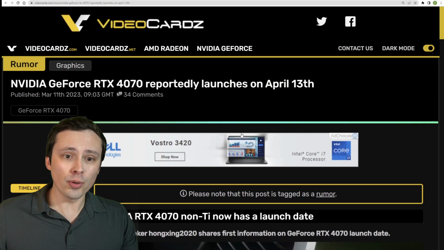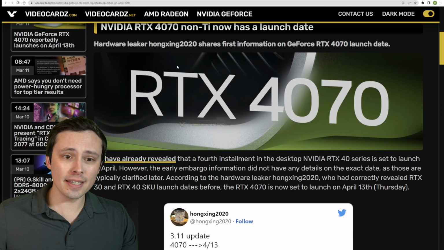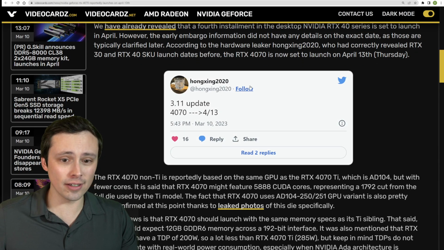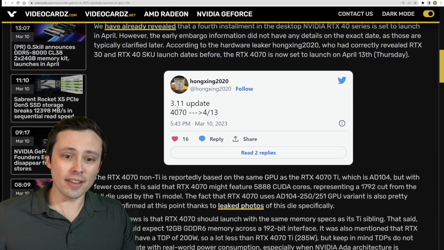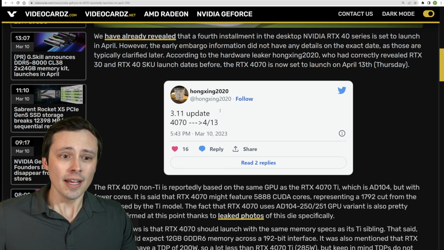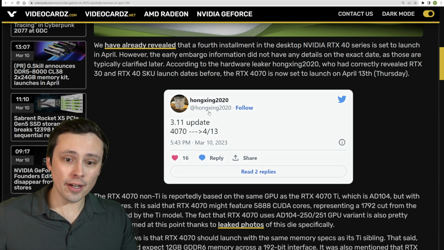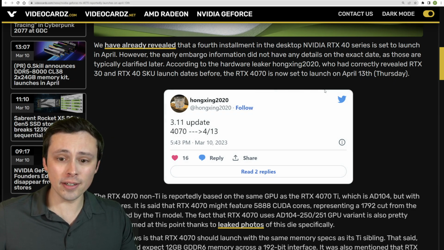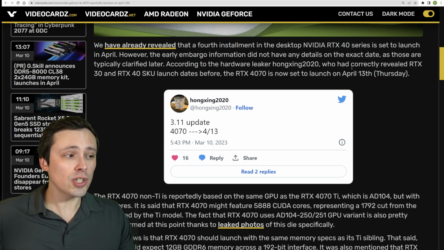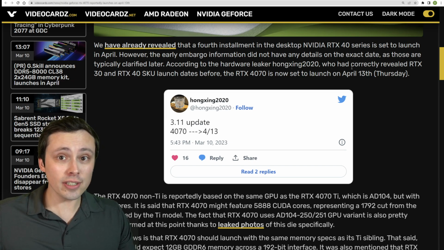Now, I'm seeing this reported by videocards.com, but they are getting this from a tweet from Hongxing2020 on Twitter, saying that 4070 coming in on 4/13. Now, according to videocards.com, this same source on Twitter has leaked previous NVIDIA GPU release dates accurately in the past, which obviously lends a lot of credence to this possibly being actually true.